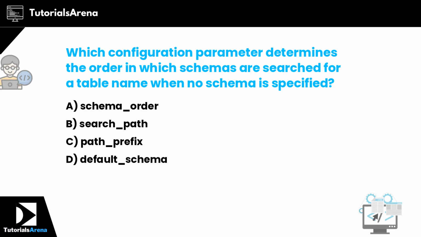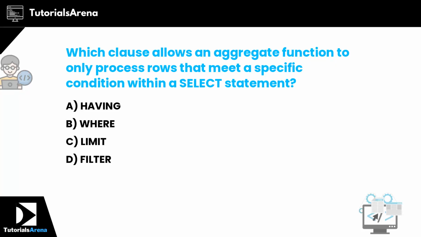Which configuration parameter determines the order in which schemas are searched for a table name when no schema is specified? The correct answer is option B, search_path. Which clause allows an aggregate function to only process rows that meet a specific condition within a select statement? The correct answer is option D, filter.